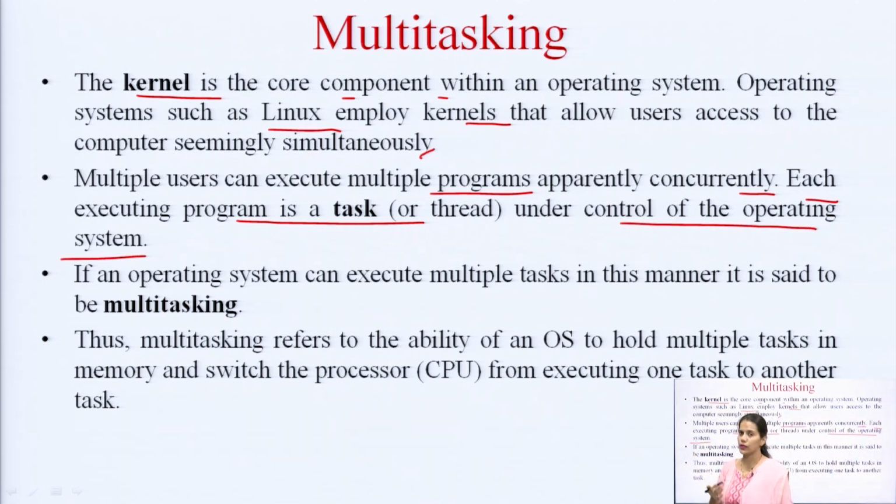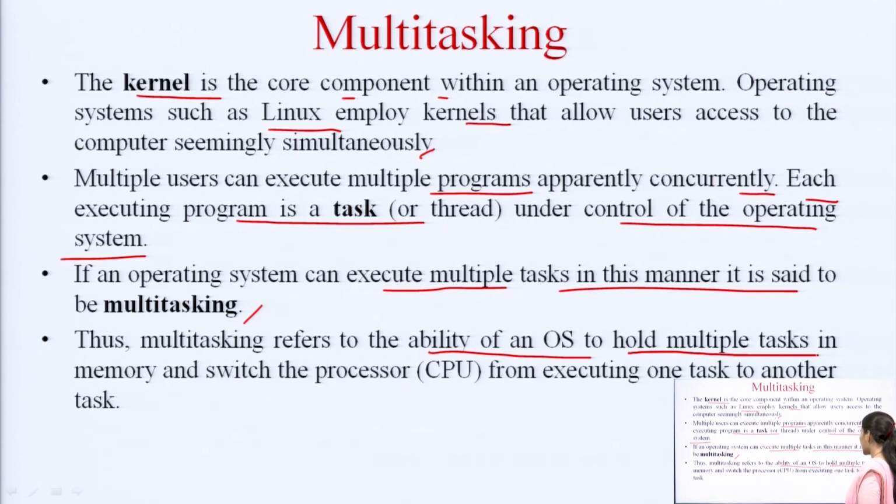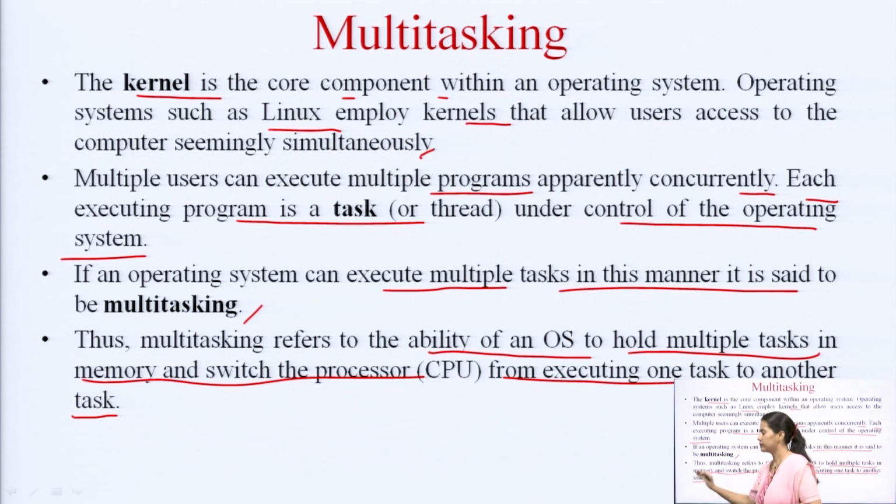So, within the same operating system there is a single CPU and there are multiple tasks that are being performed by different users. So, that is the case of multitasking. If an operating system can execute multiple tasks in this manner, it is said to be multitasking. Thus, multitasking refers to the ability of the operating system to hold multiple tasks in memory and switch the processor, that is the CPU, from executing one task to another task.